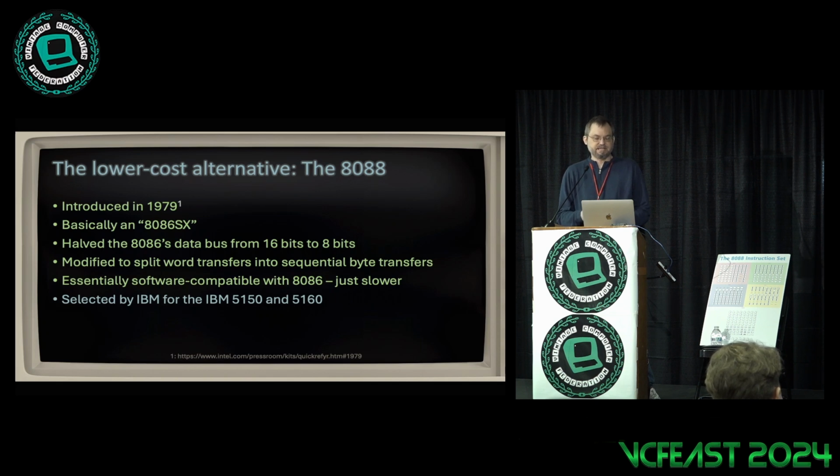It's got a half data bus, so only 8 bits. But they did a kind of slick thing with it. They modified the bus interface unit to transparently split any word transfers from your program into sequential byte transfers. So it's completely software compatible with the 8086. It's just slower. But it was also lower cost, so IBM picked it to be in the original IBM PC and the original XT. Even though the 8086 is the more famous chip, it was really the 8088 that was in the birth of the PC.